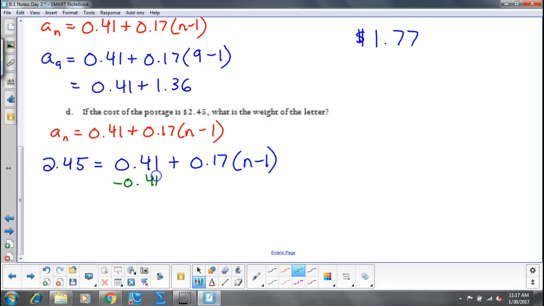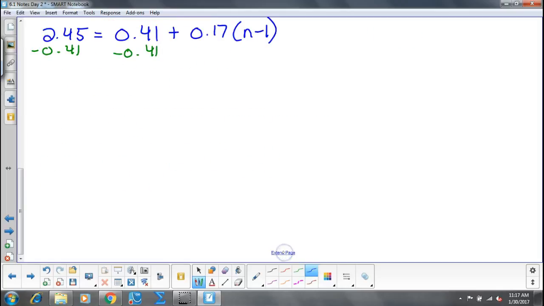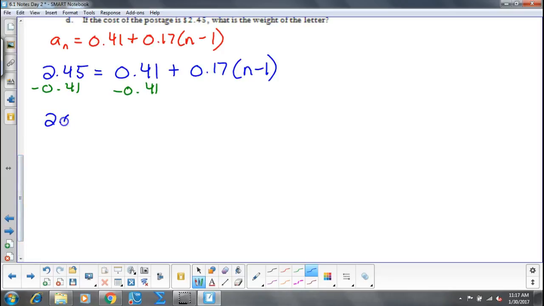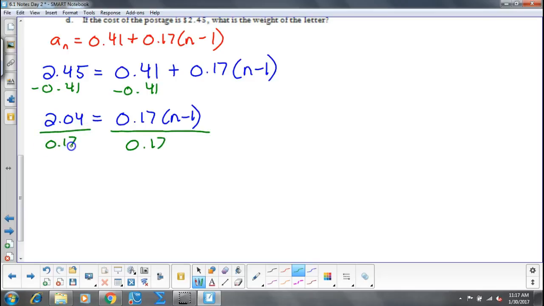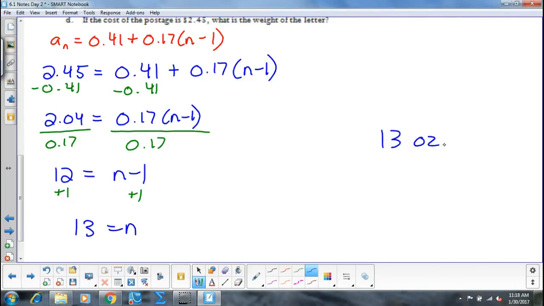If I subtract off 41 cents from both sides, that leaves me with 2.04 there, and if I divide by 17 cents, I think it's 12. 34, yep, 12. So it's a 13-ounce package.